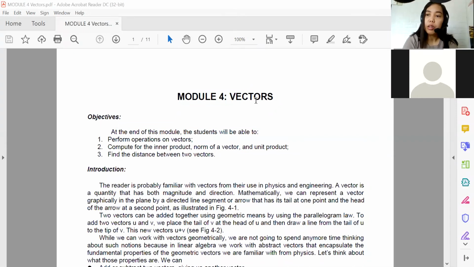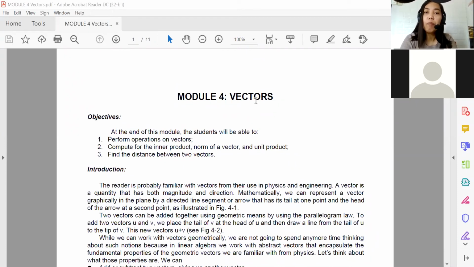Wala naman siyang direction. It's a type of quantity that has no direction. But of course, there is a magnitude. What are those? Mass, distance, speed, temperature. So those are examples of scalar, but we will not focus with that. We will focus only on vector. And then we're going to relate it in mathematics.